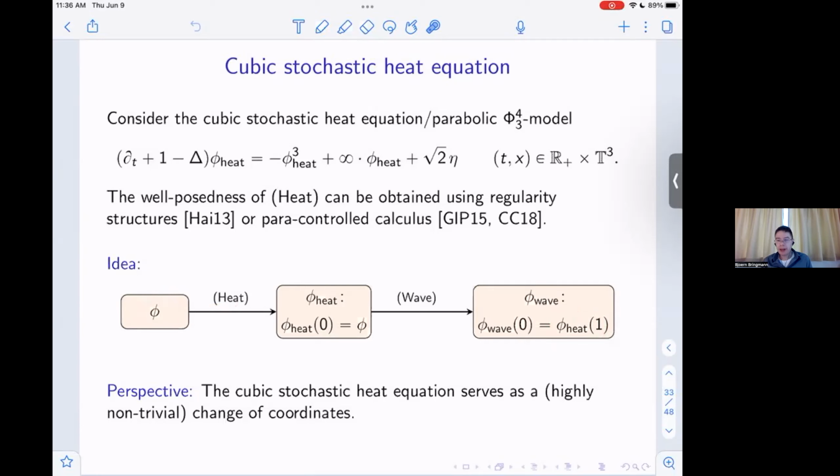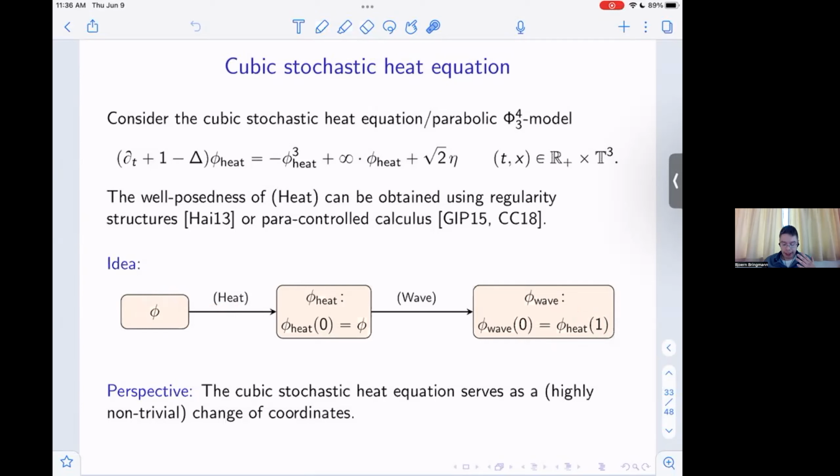So if you find this confusing, then there's one perspective that could help you. The perspective that you should take here is that this cubic stochastic heat equation essentially serves as a non-trivial change of coordinates. Okay, it's still the same object we're looking at, just in a different coordinate system.